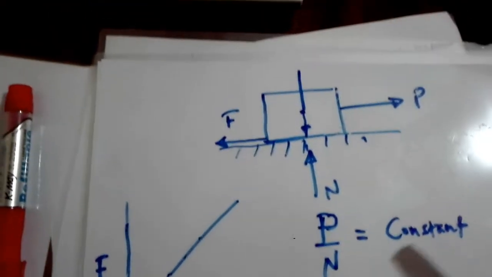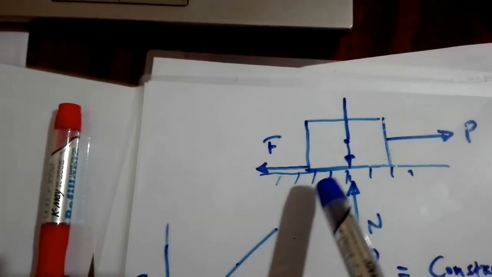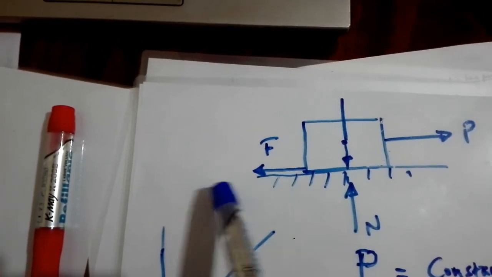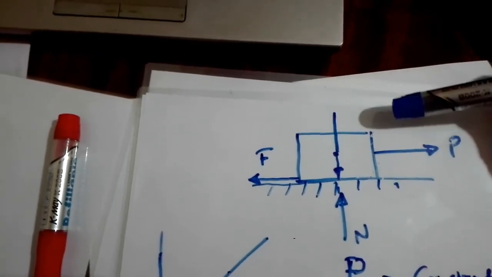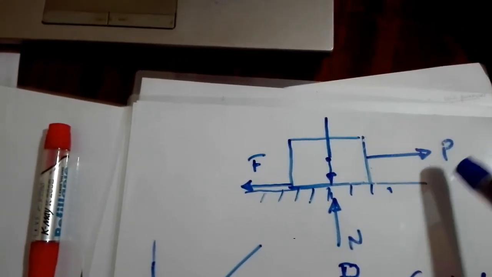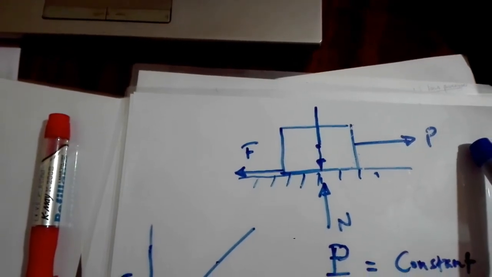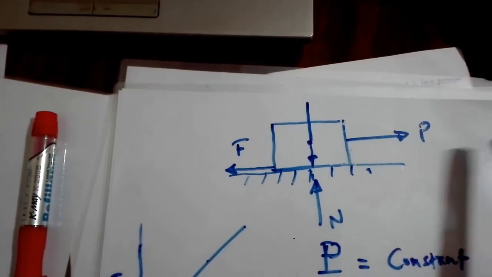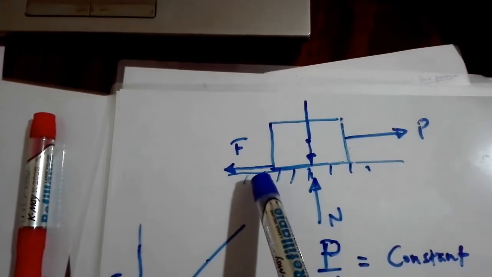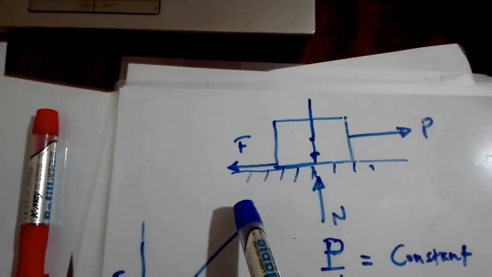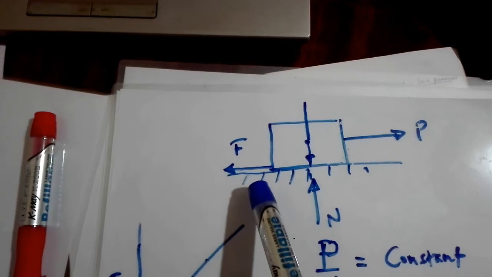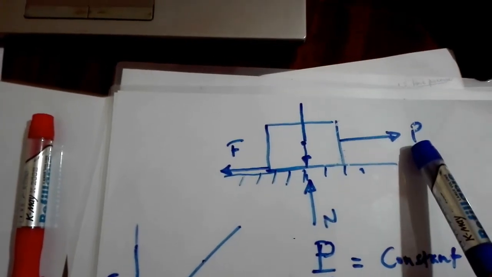Having said that, let us look at this block of ours lying on a horizontal plane, and we're saying that this block is being pulled by a force P in that direction. And according to Newton's third law, for every action there's an equal and opposite reaction. Therefore, the frictional force F is an equal and opposite reaction to the force P.